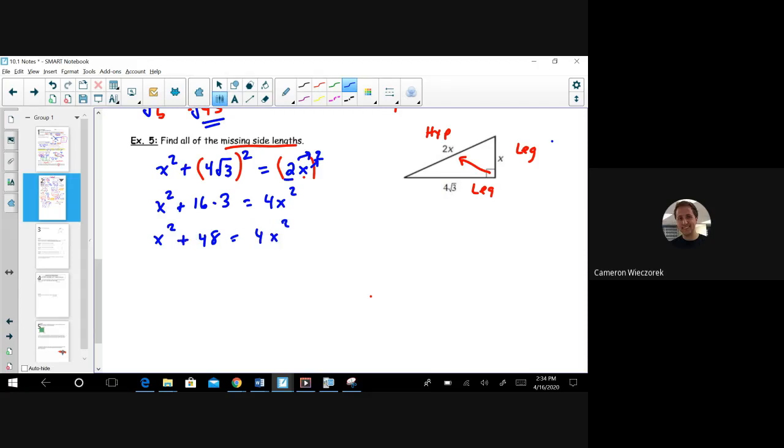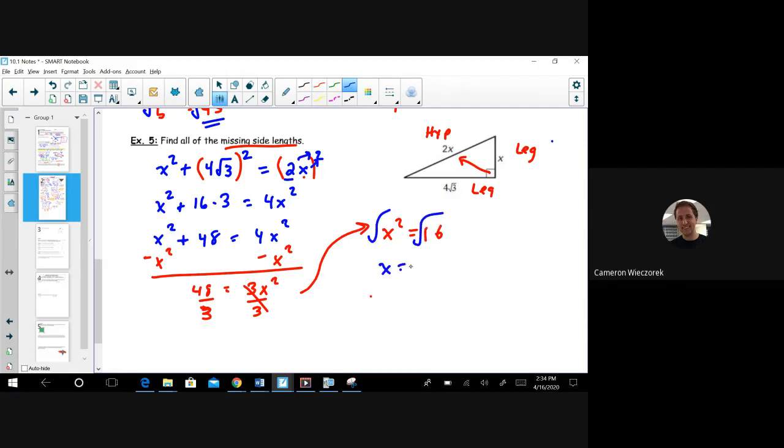I notice there's only x squared terms. The x term is missing. So I'm going to get my x squareds on one side before I start using square roots. So I get 48 equals 3x squared. Before I square root, I got to get rid of the 3. So I get x squared equals 16. Square root, and I get x equals 4. So I found this leg's length is 4.